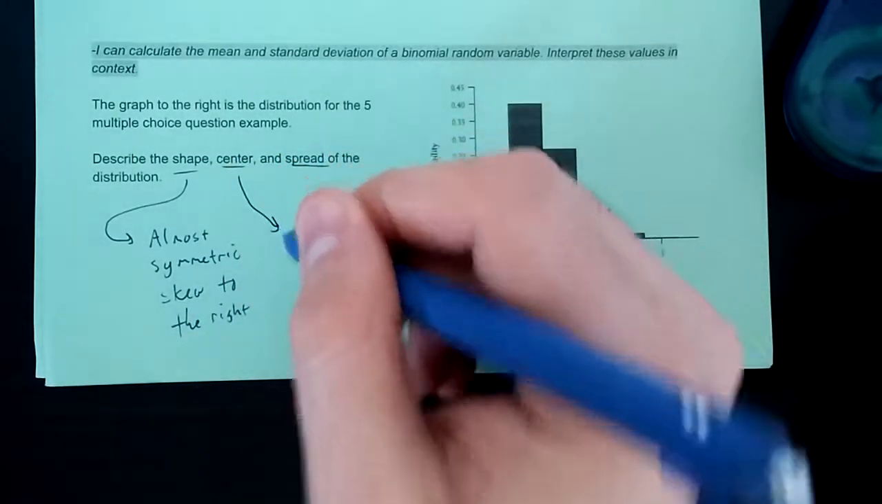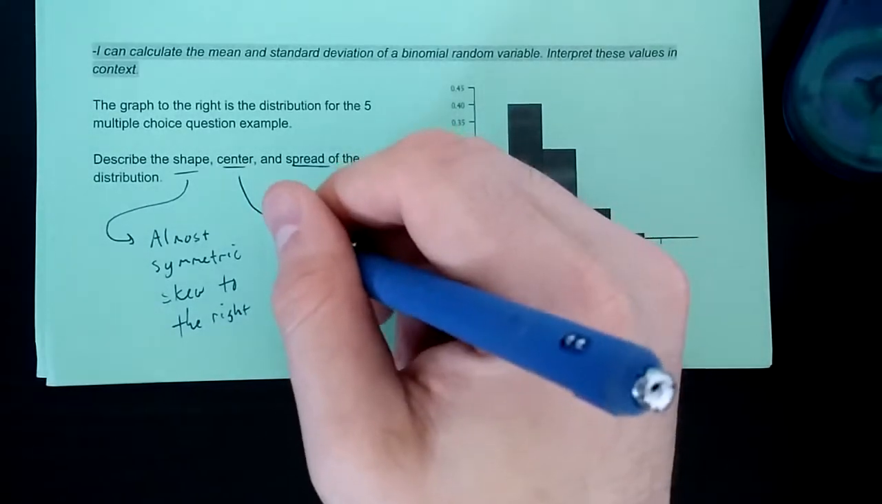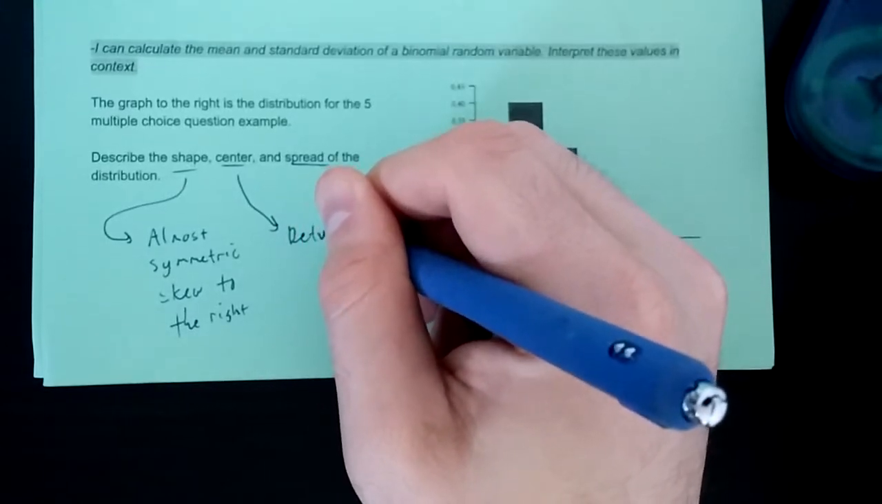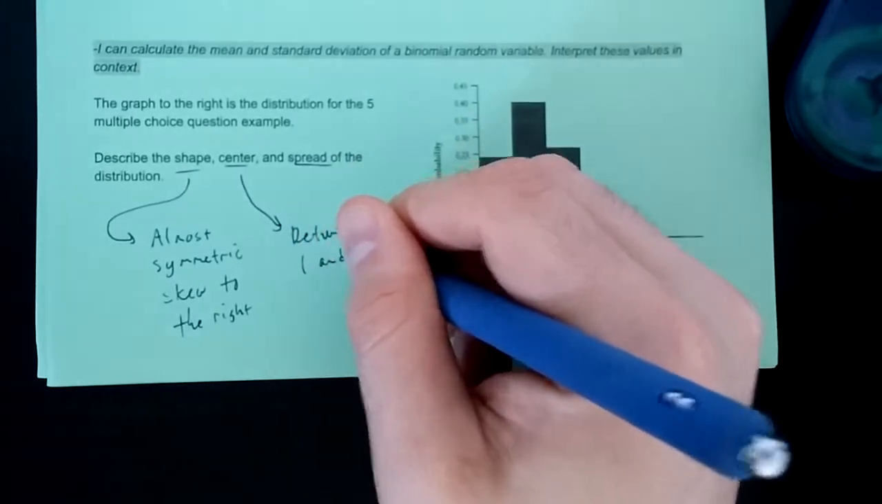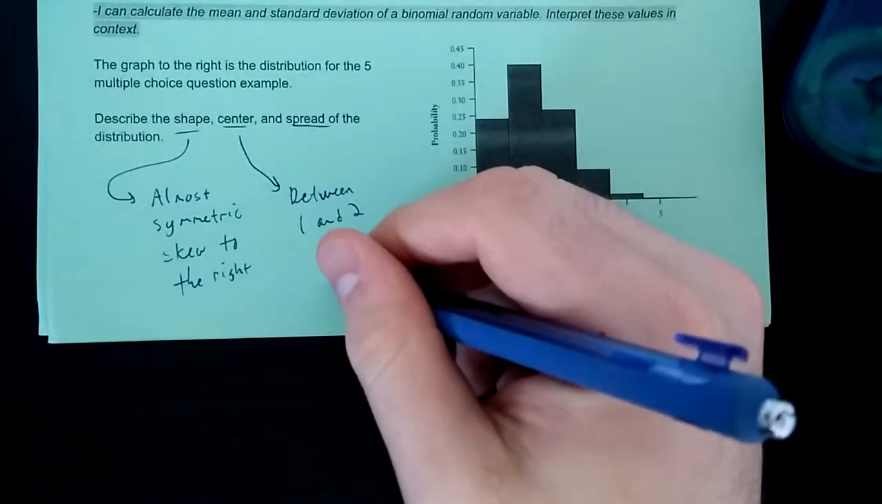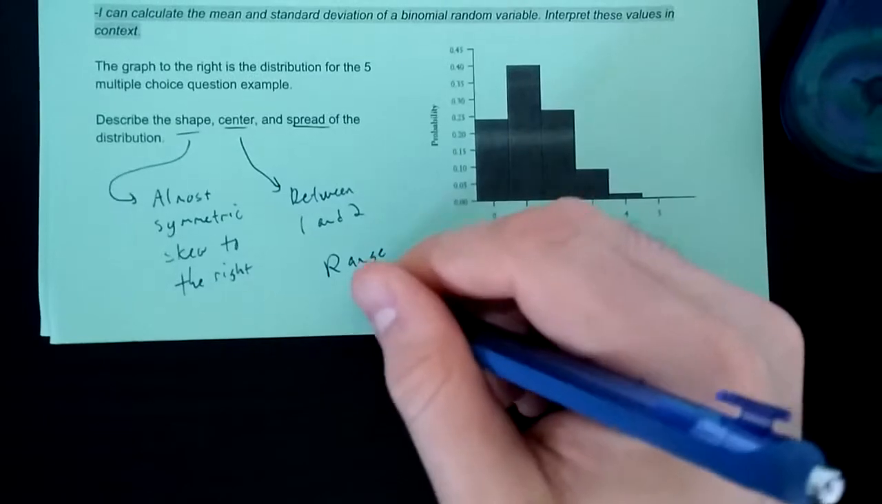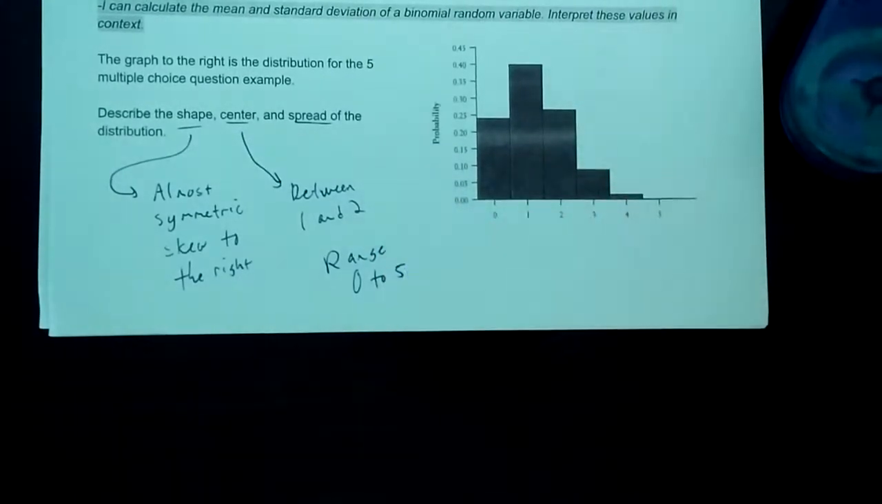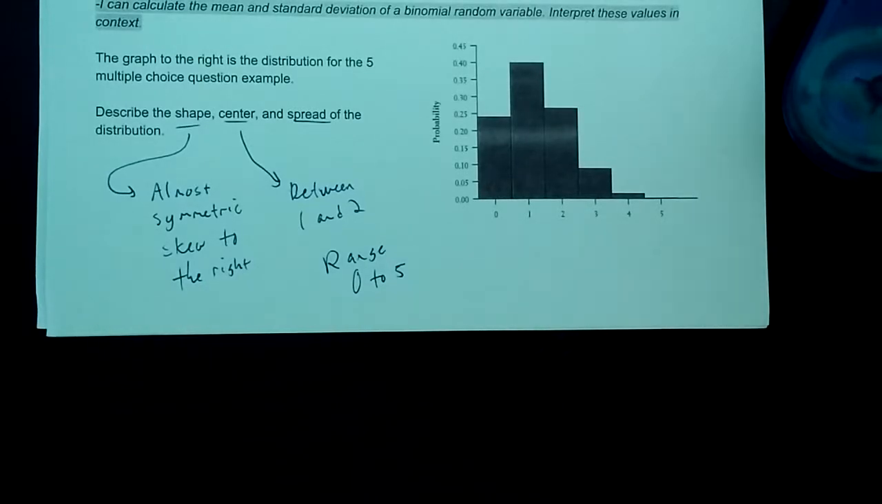The center, we'll call it between 1 and 2. We'll actually talk about on the next page how to find the mean. And then the range will be 0 to 5. And this makes sense because in a binomial setting, we decide how many trials before we start. In this case, n was equal to 5.